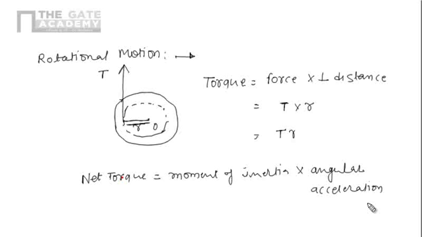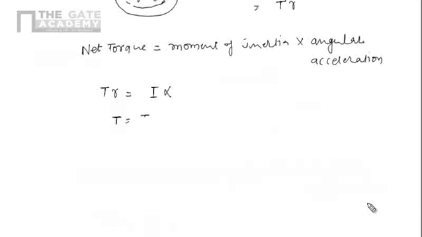Similarly, in case of rotatory motion we have to consider torque, and in place of mass we have to consider moment of inertia, and in place of linear acceleration we have to consider angular acceleration. So now we know the torque is T into R. Moment of inertia, suppose I, angular acceleration is alpha. So I can write T equals I alpha by R.